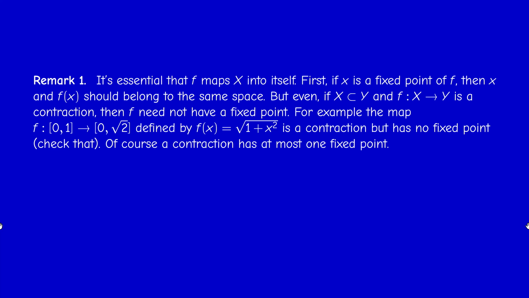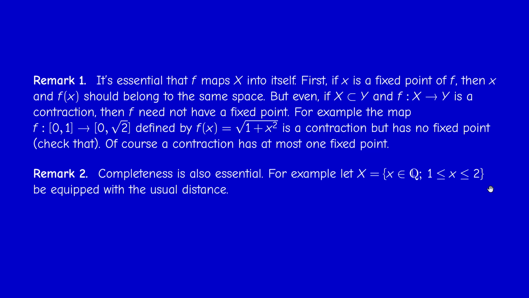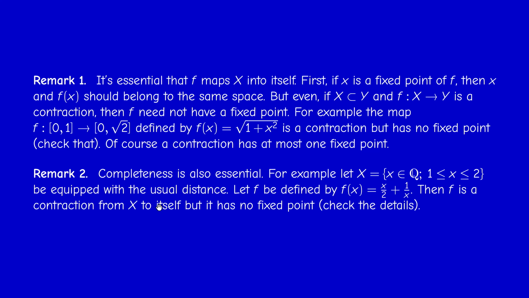Second remark: of course, a contraction has at most one fixed point because, as we said, by the uniqueness part of the proof. Now, completeness is also essential. If you remove it, the theorem may go wrong. For example, take the set X of rational numbers that are between 1 and 2 and equip it with the usual distance. And consider the function f of x given by x over 2 plus 1 over x. Now, you may check that f is a contraction from X to itself, but it has no fixed point. Why? Because the fixed point is radical 2. It's not in X. So once again, take a paper and a pen and check the details.